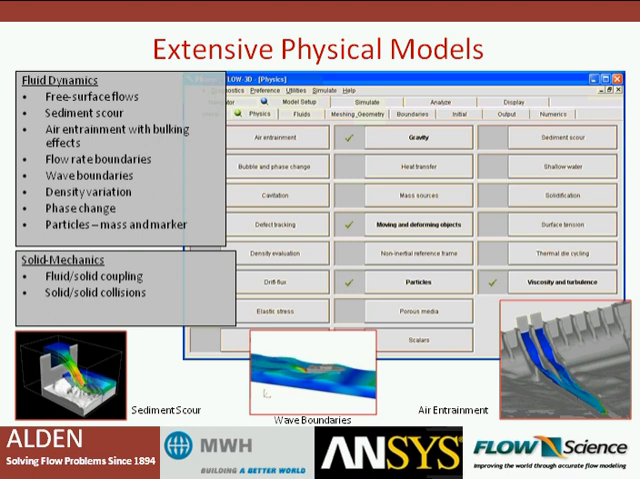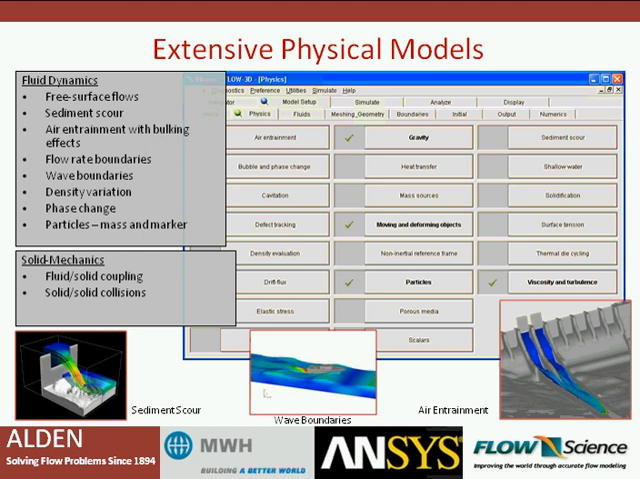FLOW-3D also has a very extensive number of physical models available. Here I'm just showing ones that relate to hydraulics type modeling. The first being free surface flows, which we already discussed. We can also look at sediment scour erosion, and in our next release to come out shortly, we will include multiple components of scour, so you could have different grain sizes, so to speak, and we'll be able to look at bed load transport, which would be the overall bulk motion of sediment translating across the surface of the flow, or the bed surface.